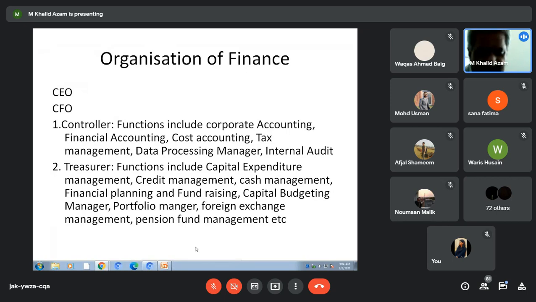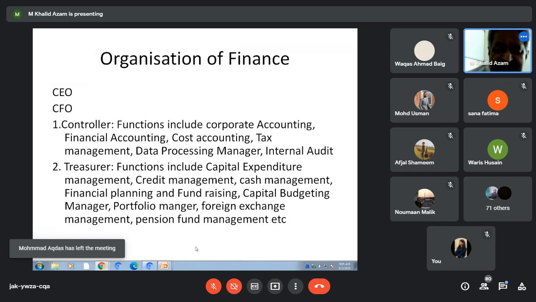In case of the controller, as I mentioned in the last class, the controllers are related to your accounting system. Most of the accounting part is handled by them. Functions include corporate accounting, financial accounting, cost accounting, tax management, data processing management, internal audit. The controller has to install the system of how accounting will operate. When the organization is very large, there are separate managers for these functions: financial accounting, cost accounting, and tax management, because they have to regularly check the impact on taxes of adopting one system or another, and how tax can be reduced.